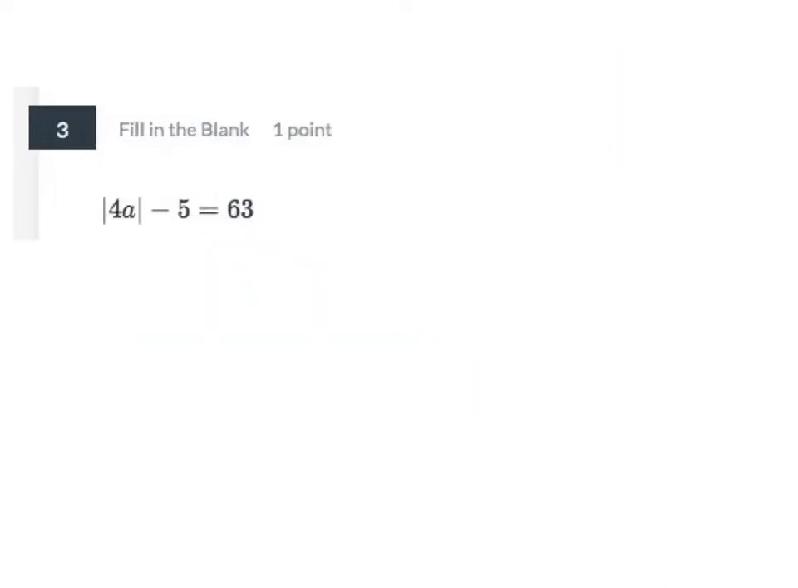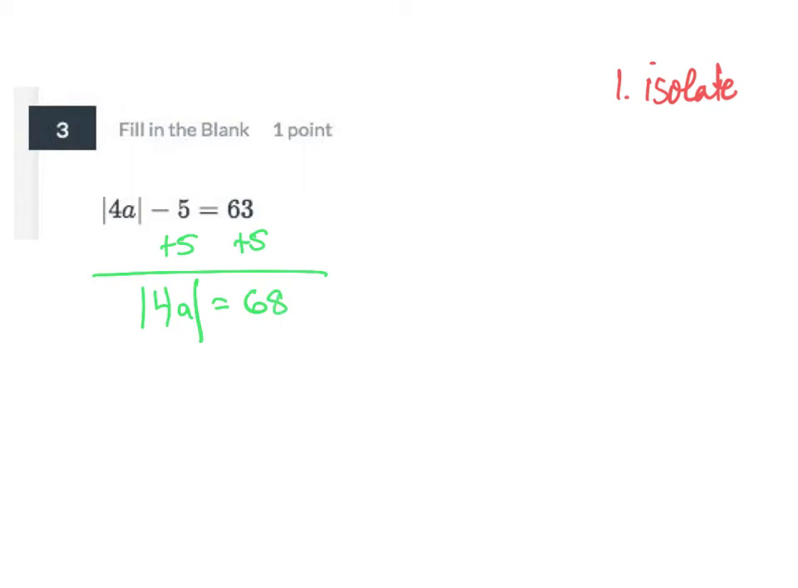All right, number 3. Again, we're going to start with isolate. Is the absolute value isolated by itself? Is there anything that needs to move? Yes, it's negative 5. I see a negative, so I'm going to do the opposite and add 5 to both sides. We have absolute value of 4a equals 63 plus 5, which is 68. Then we're judging that 68. Is it positive or negative? Because it's positive, we're going to split.